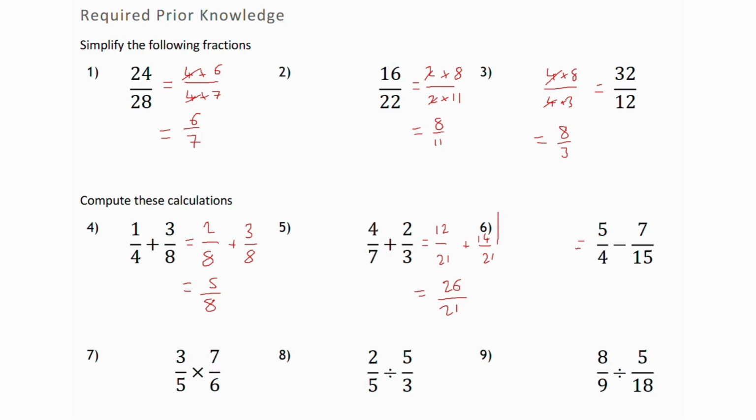To subtract, we do the same thing. Put a line there to split these up. We need a common denominator, which is going to be 60. We multiply the bottom by 15, so we multiply the top by 15. We multiplied the bottom by 4, so we multiply the top by 4. 75 take away 28 is going to be 47.